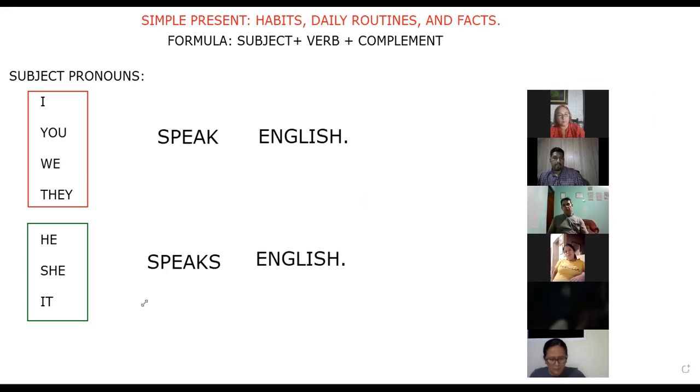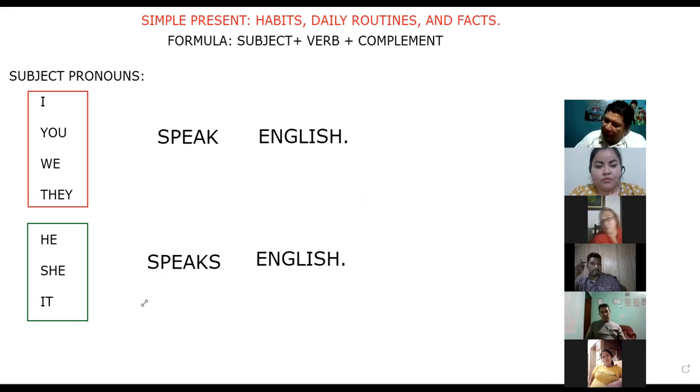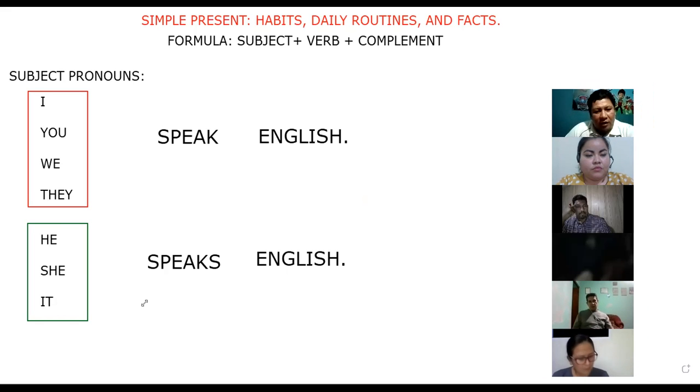¿Por qué en la parte de arriba donde dice I, you, we, they, por qué eso y no uno de los de abajo? ¿Es solo por regla? Es la regla gramatical, así es. Eso no lo podemos cambiar.